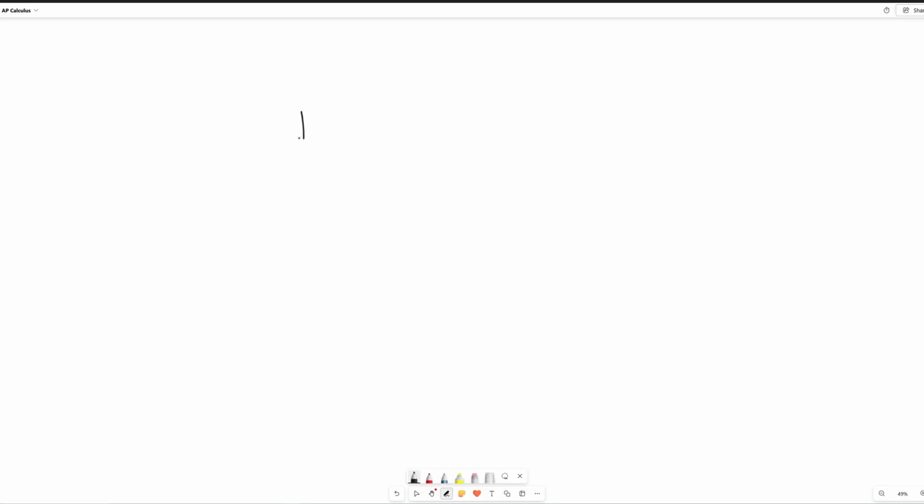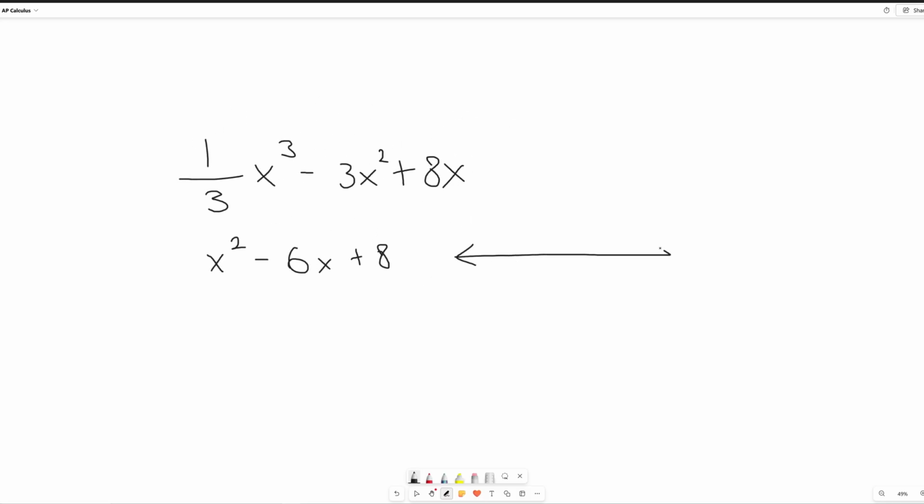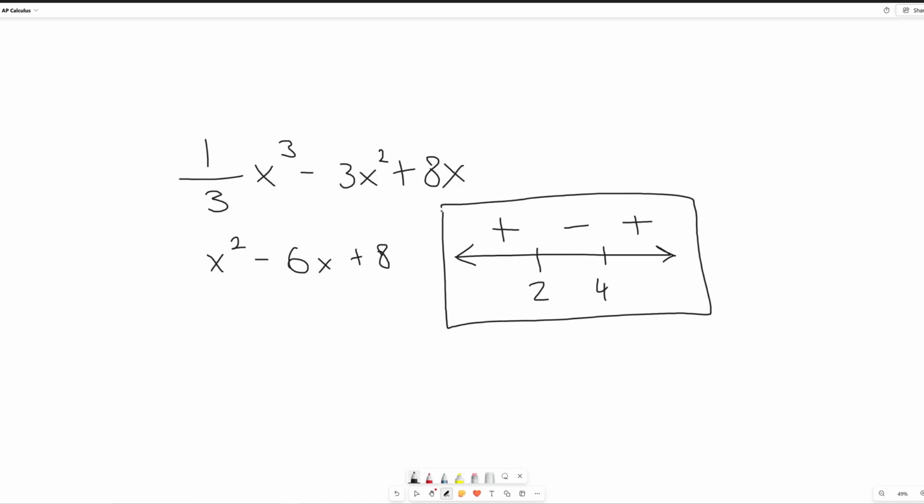So let's take this function that we had again. 1/3 x cubed minus 3x squared plus 8x. Once you take the derivative of it, we had our x squared minus 6x plus 8. And then, if you remember, we had our sign chart. 2, 4, positive, negative, positive. So, how do we find our relative minimums and maximums from this sign chart? So remember, this is when the derivative is positive and negative.